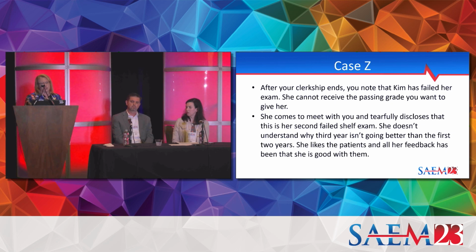So after your clerkship ends, you note that she has failed her exam, and you can't really give her the grade that you want to. Based on all of this feedback, you were anticipating that she was going to be an honors or high pass student, but instead you find out that she's failed the exam and you're going to have to work with her. And then when she comes to your office, she is tearful and upset, because this has really been a challenge for her.